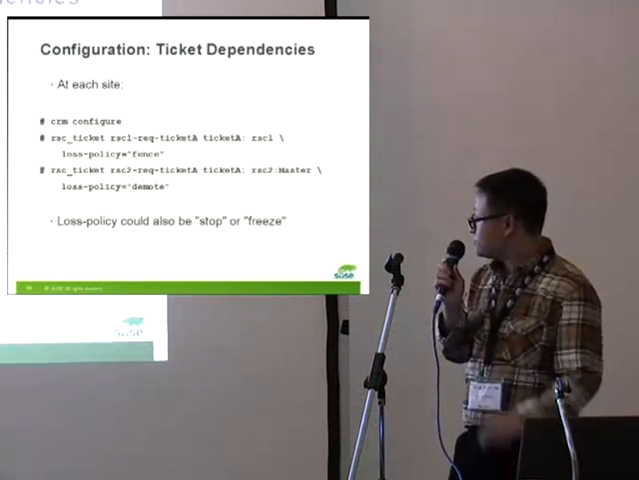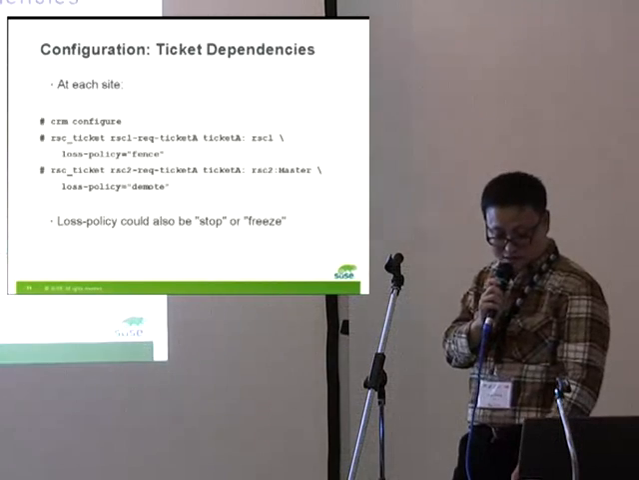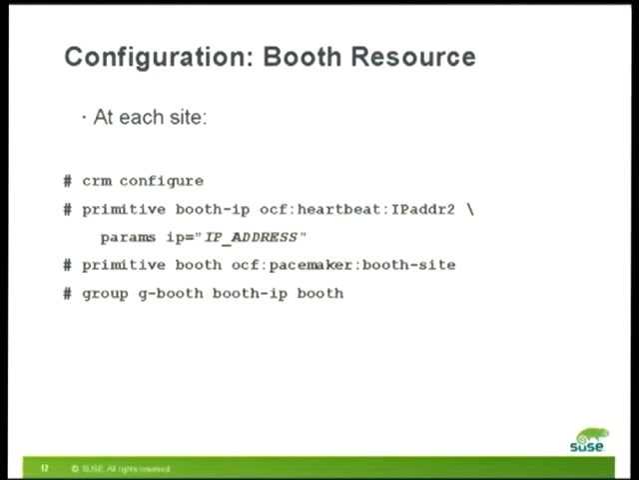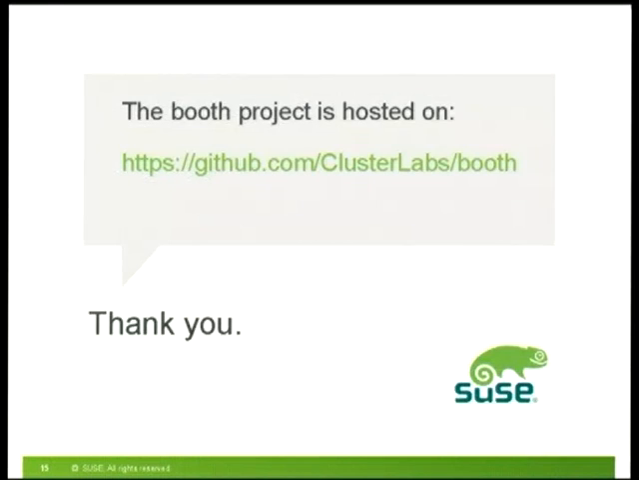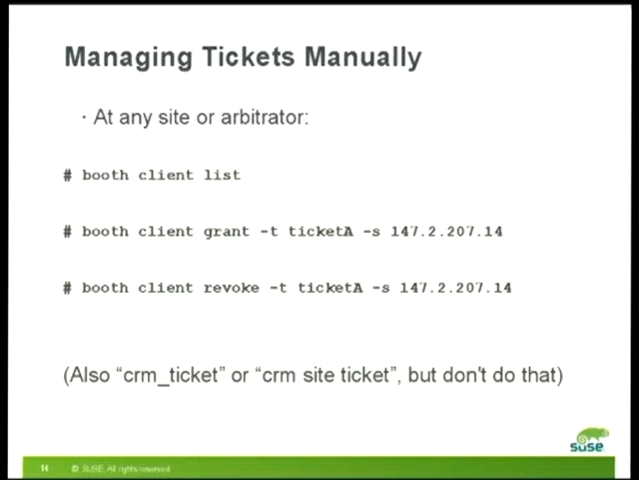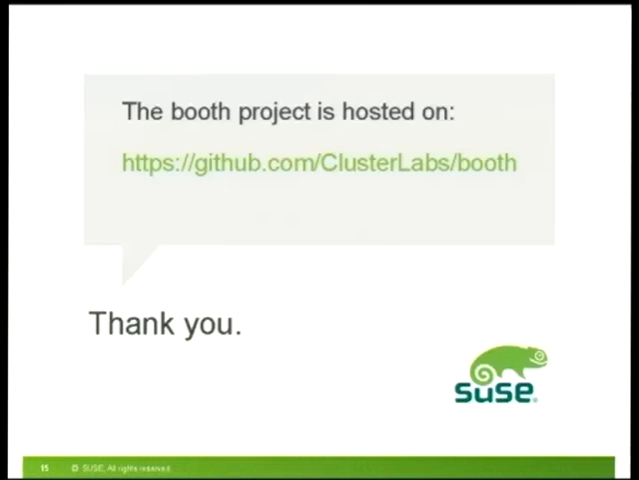I would skip this slide. It is just how to configure the geo-clustering. These are some basic commands in the geo-clustering. We can list the tickets currently in the environment, how many tickets we have, and we can grant a ticket to some site, or we can revoke the ticket from that site.